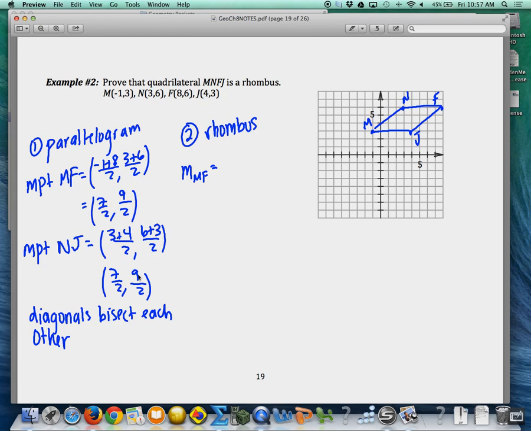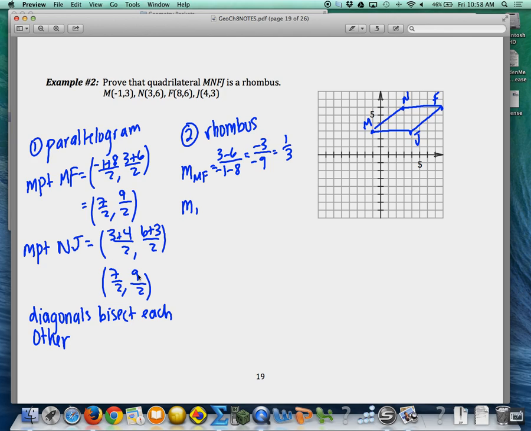Okay, so I have 3 minus 6 over negative 1 minus 8. 3 minus 6 is negative 3. Negative 1 minus 8 is negative 9. Negative 3 over negative 9 is 1/3. Okay, you have to be careful and make sure you're doing the diagonals and not the sides.